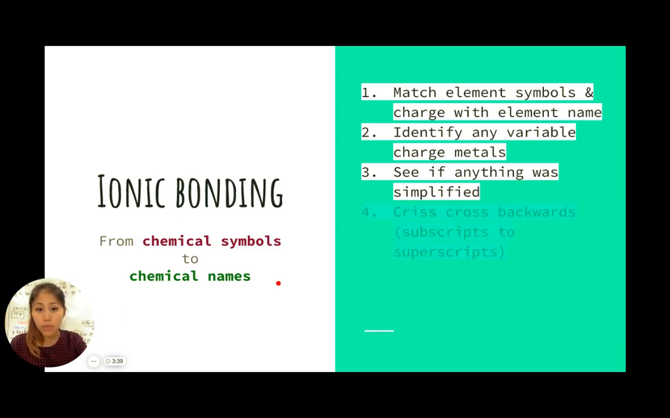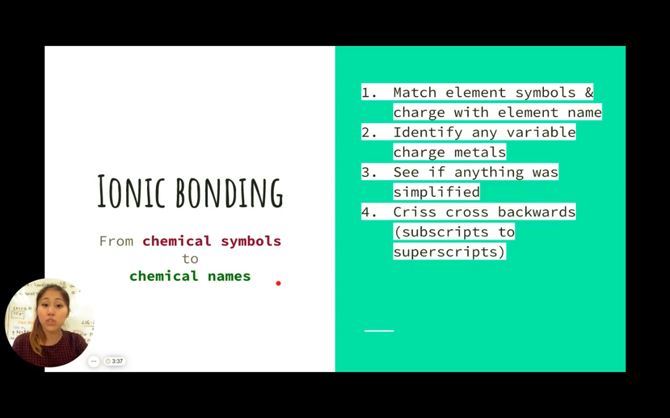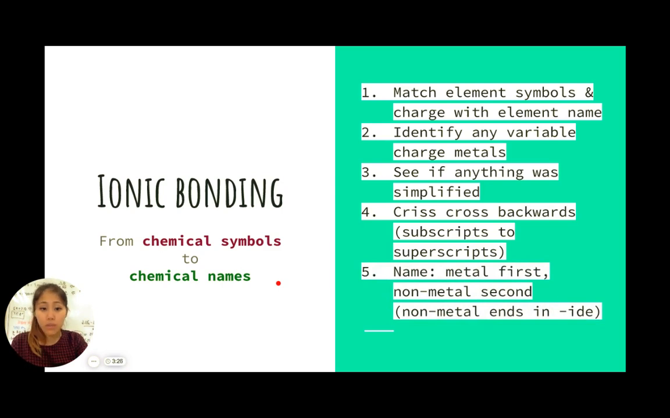We then crisscross backwards. Just now we crisscross forwards. When we go from symbol to name, we have to go the other way, so we have to crisscross backwards. And then when you name it, again, you name your metal first and you name your non-metal second. Your non-metal, you always end it with an "ide." So you have to take off the end of that non-metal's name and replace it with "ide."